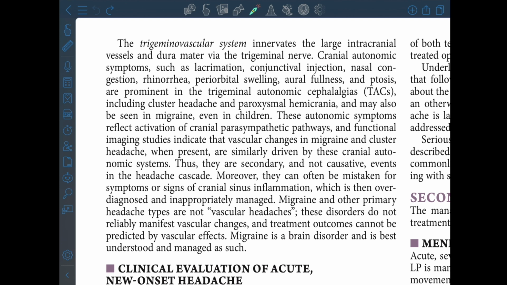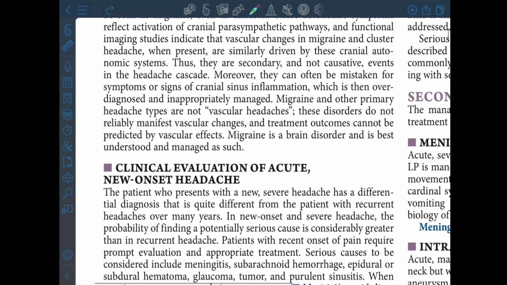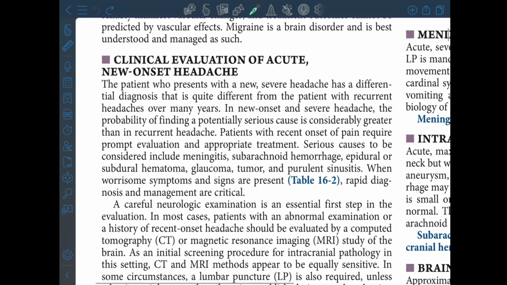Moreover, they can often be mistaken for symptoms or signs of cranial sinus inflammation, which is then overdiagnosed and inappropriately managed. Migraine and other primary headache types are not vascular headaches. These disorders do not reliably manifest vascular changes, and treatment outcomes cannot be predicted by vascular effects. Migraine is a brain disorder and is best understood and managed as such.